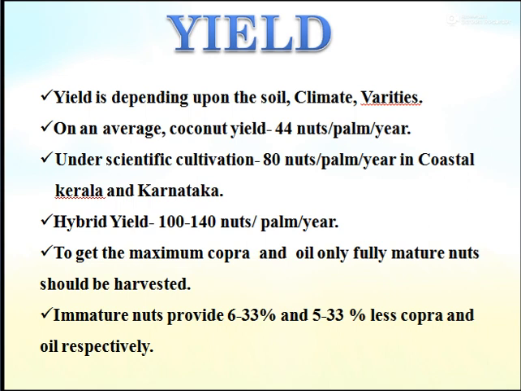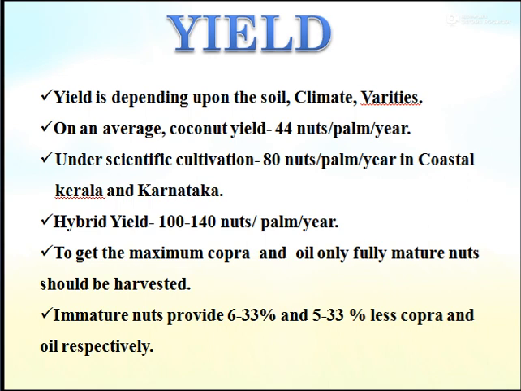To get the maximum copra and oil, only fully mature nuts should be harvested. Immature nuts provide 6 to 33% and 5 to 33% less copra and oil respectively. So fully mature nuts should be harvested.